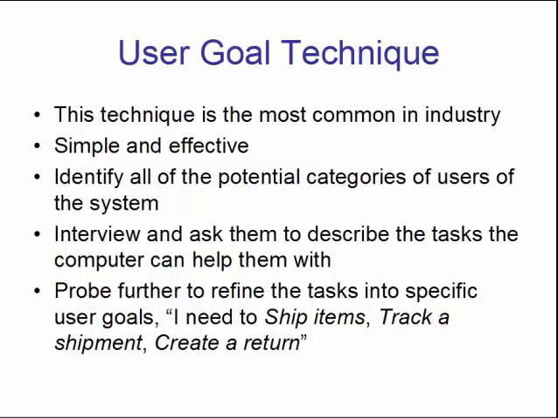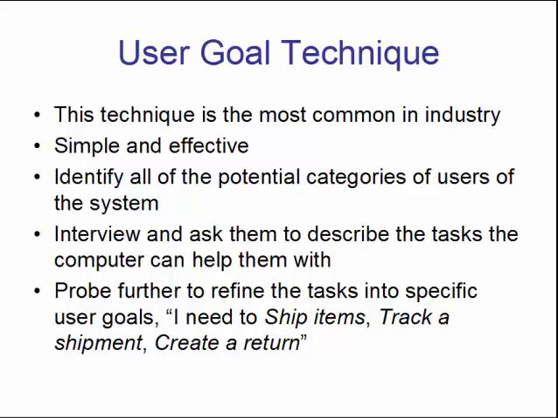The first step is to identify all the potential categories of users who will be operating the system. Each type or category of user might have different needs, different interests. Operational level users have different goals, say, than managerial users. So you go around and interview all these potential end users and ask them to describe specific tasks that the computer can be used to help them with their work. And so you probe further and further into these specific tasks till you understand exactly what goals they have.